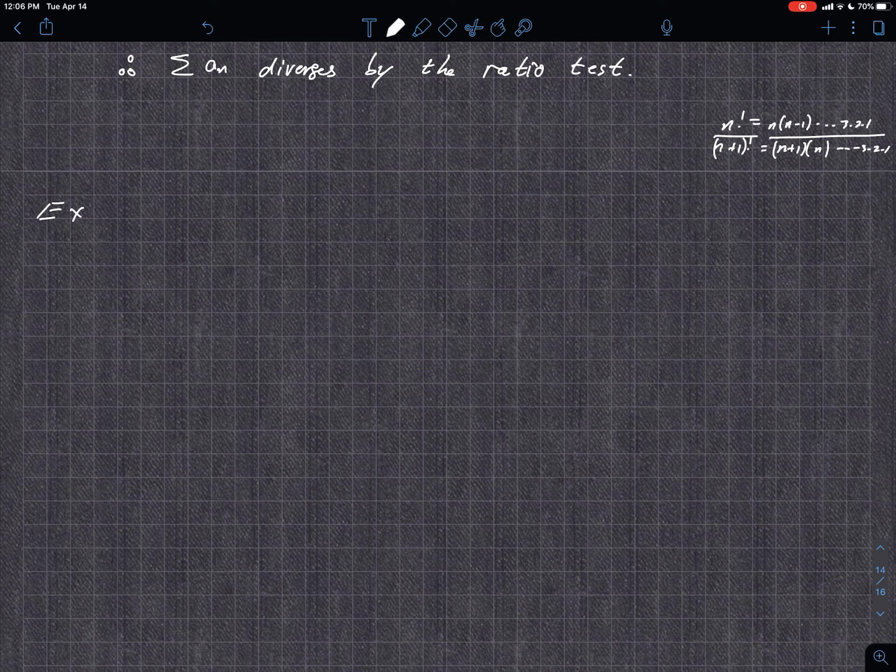So let's try this one. Next example, try this one on your own. It's the sum of 3 to the n over n factorial as n goes from 1 and approaches infinity. And again, there are other tests you can apply, but this is just a section, so apply the ratio test. All right, so try that.